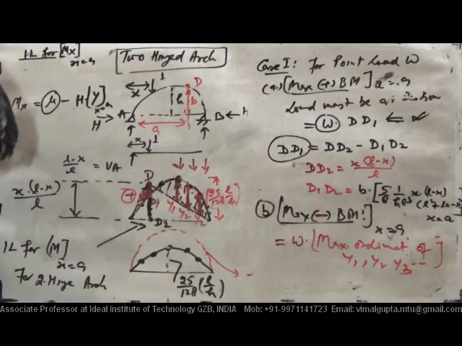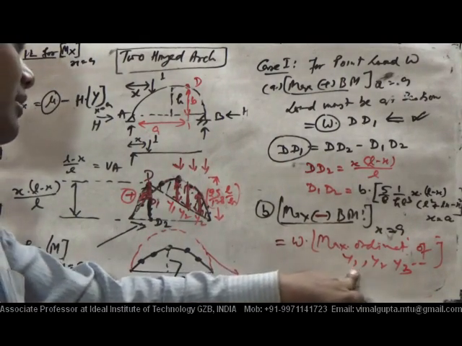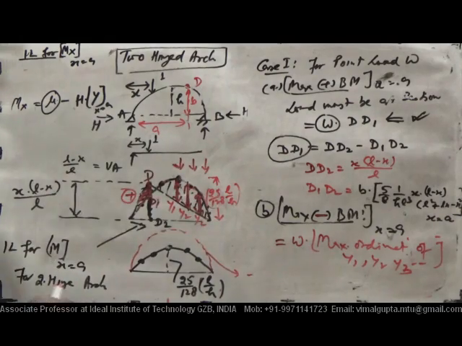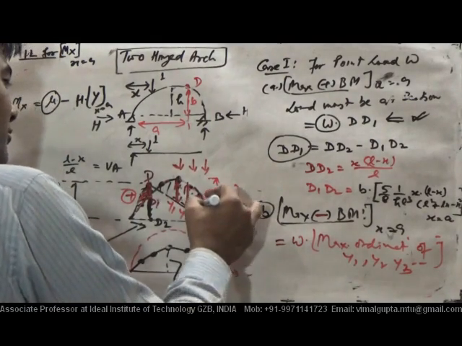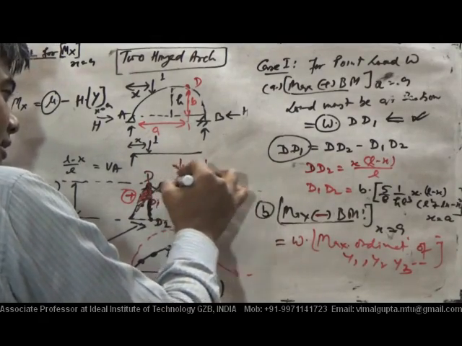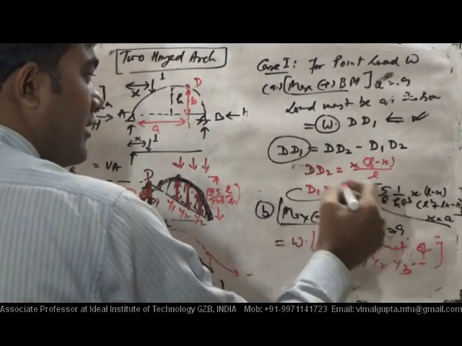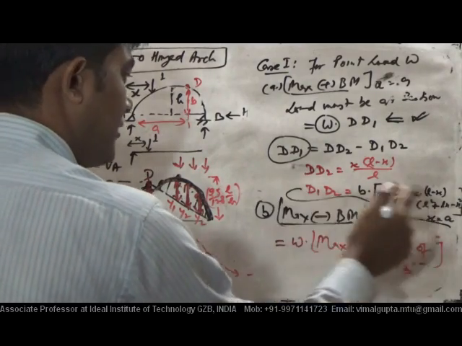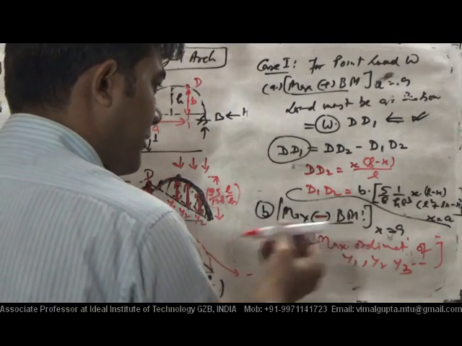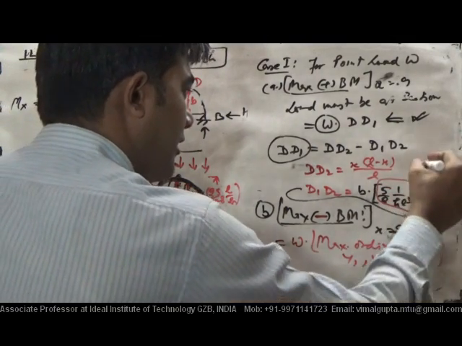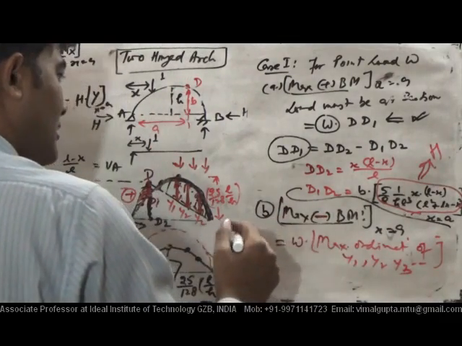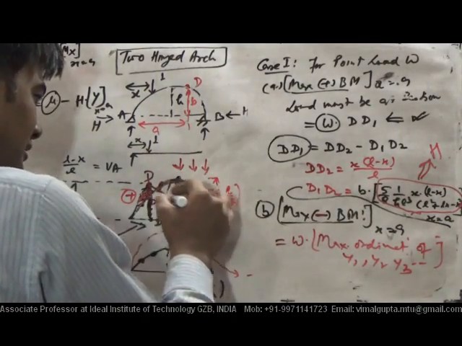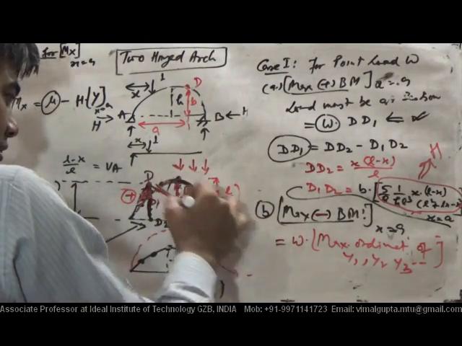How will you calculate these values y1, y2, y3? It is very simple. The expression for this graph, you know very well. This expression is for H. H into B multiply, this is the expression for this. And this expression you know very well.